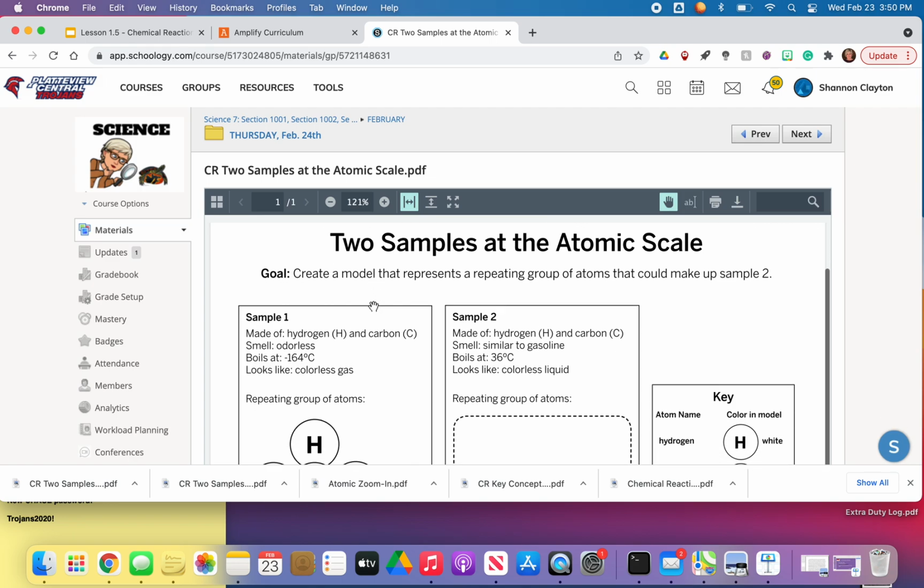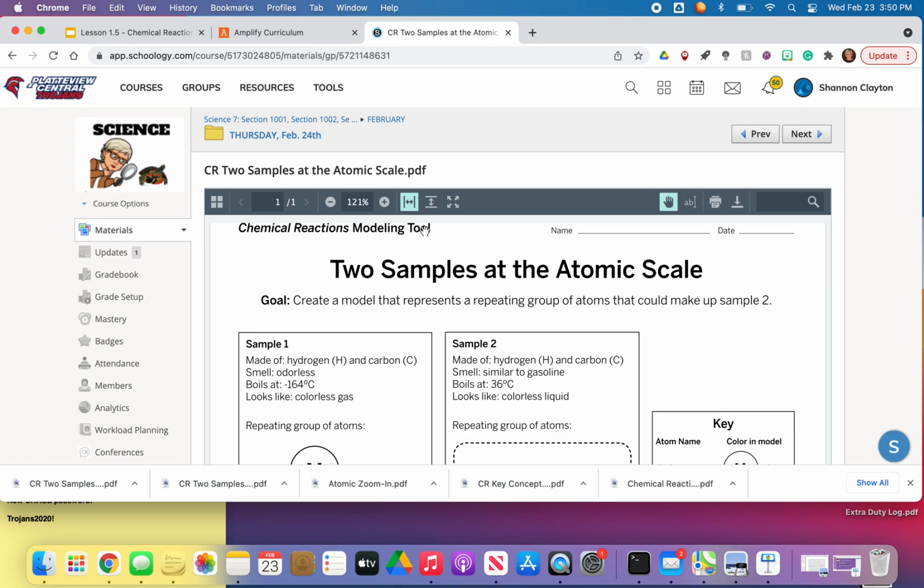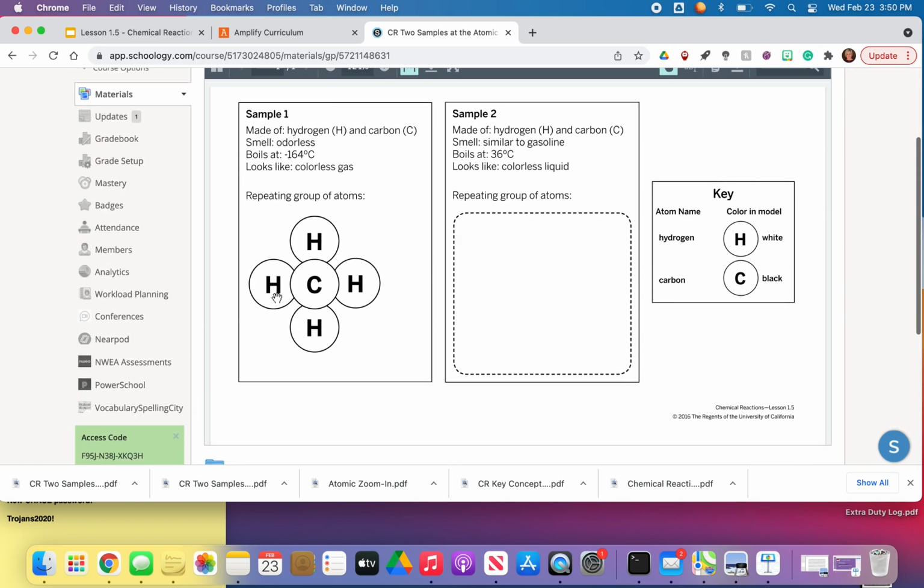You're going to go ahead and copy this into GoodNotes. And I'll explain how to do this in a second, okay? So if you need to pause the video so that you can get all that caught up, then go ahead and do that.